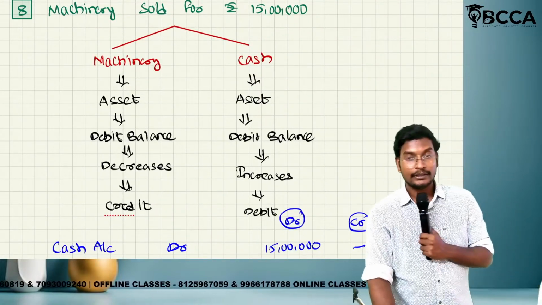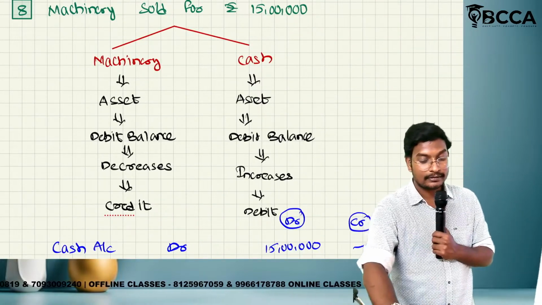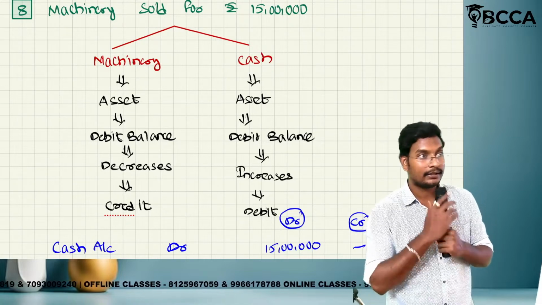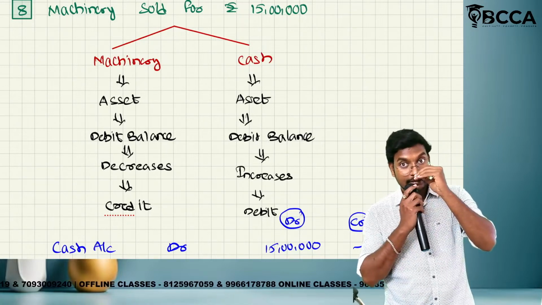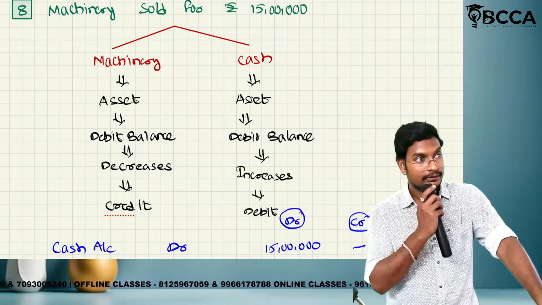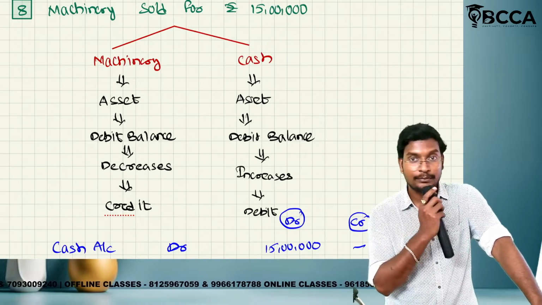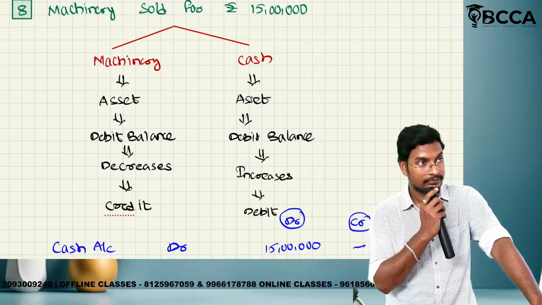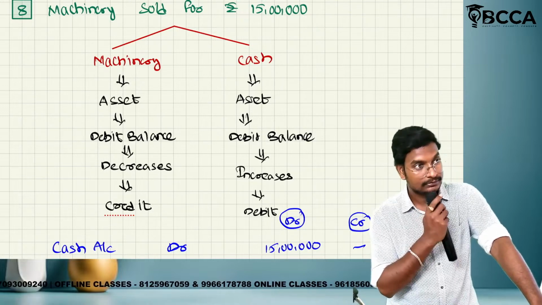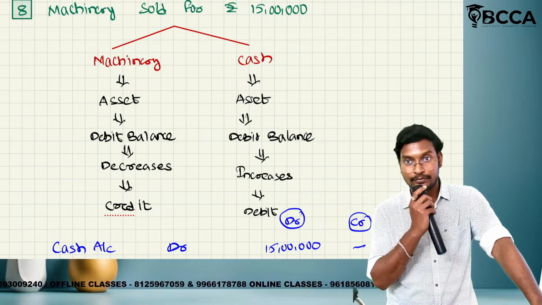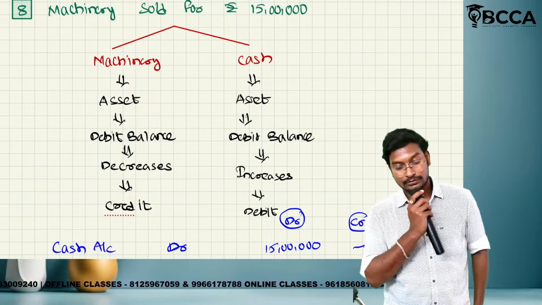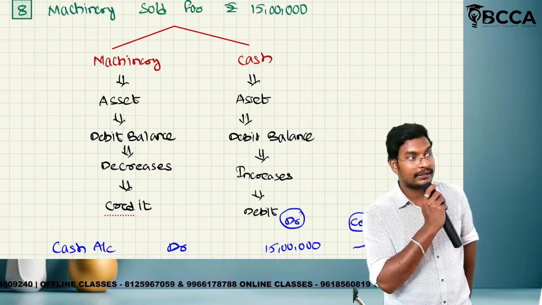Initially, you may get bored, but some of the students may come from direct entry. Yes or no? What is the meaning of direct entry? They have completed the degree and they came to the CMA course. In the degree, not only BCom, there are some other courses also. For those students, these journal entries are helpful. Okay? So the further discussion will continue in the next session.